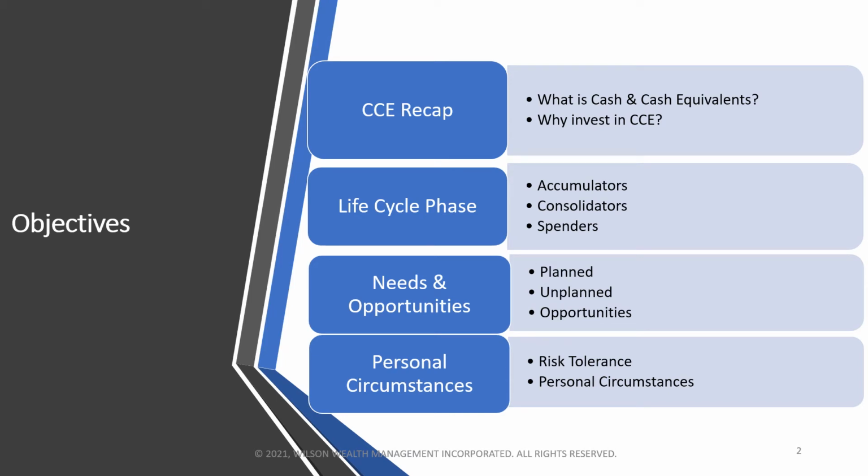Our objectives are going to be just a quick recap of what is cash and cash equivalent asset class, why people should invest in CCEs. Then we're going to look at considerations based on the life cycle phase, the accumulators, the consolidators, the spenders. Don't think we'll worry about the gifting phase at this time. We'll consider some of the general needs and opportunities and the personal circumstances that people get involved with.